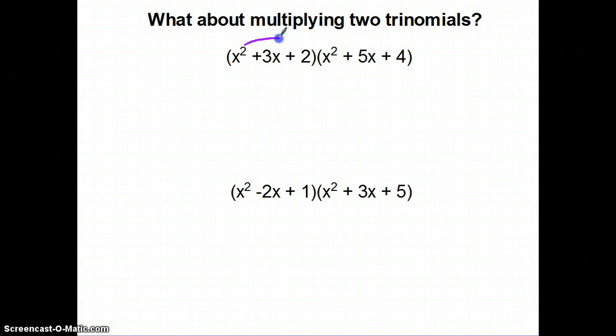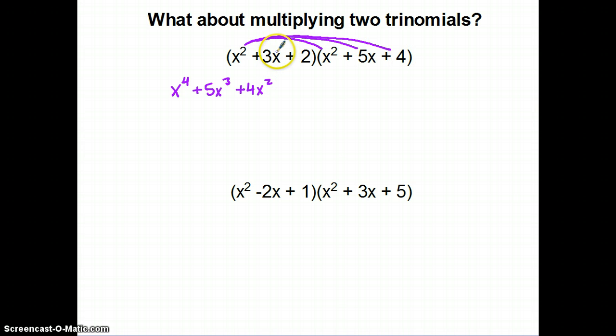First, I'm going to start by multiplying my x squared by everything in the other set of parentheses. When I multiply x squared times x squared, I get x to the 4th power, adding those exponents together. X squared times positive 5x gives me positive 5x to the 3rd power. And x squared times 4 gives me positive 4x squared.